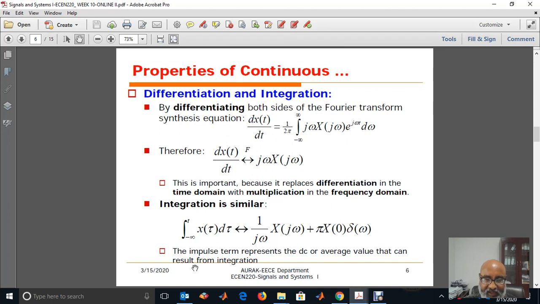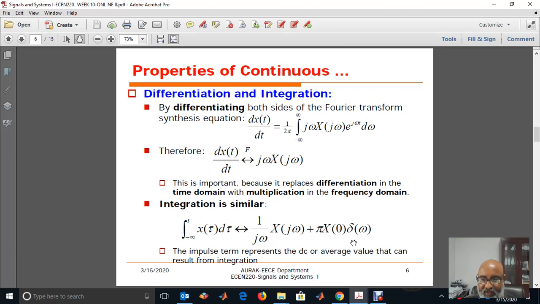Integration. What about integration? The integral from minus infinity to t of x(tau) d tau will be 1 over j omega times X(j omega) plus pi times X(j omega) at 0, the DC part of the value of the spectrum of the signal x(t), that is X(j omega) at omega 0, times the Dirac delta of omega. So there is this part, which comes from the DC.